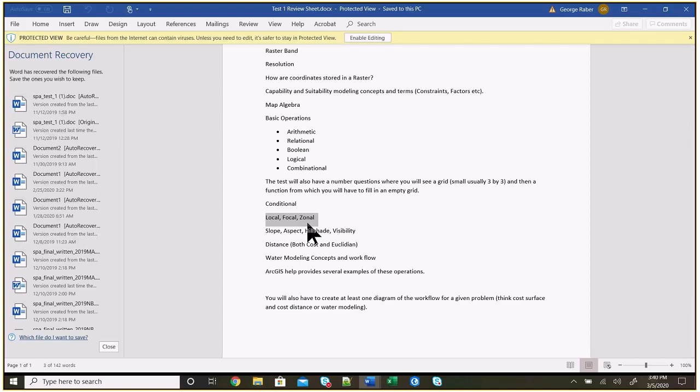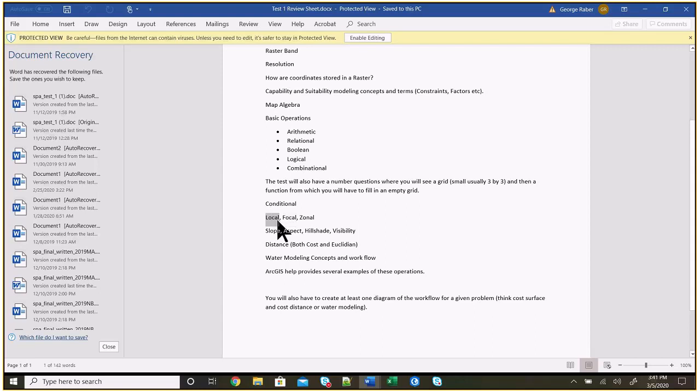It's a statistic about an area. Focal means that you go cell by cell and calculate a statistic about the neighborhood surrounding that cell. You can define neighborhood differently. Local means you go cell by cell and you're only examining that cell or other cells at that same exact location. You're not considering the neighboring values. So slope is a focal operation.